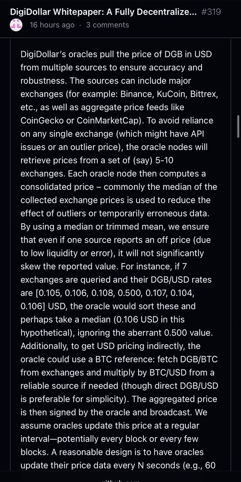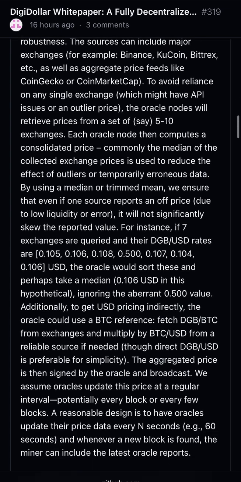Aggregation of USD/DGB price data. DigiDollar's oracles pull the price of DGB and USD from multiple sources to ensure accuracy and robustness. The sources can include major exchanges, for example, Binance, KuCoin, Bittrex, etc., as well as aggregate price feeds, like CoinGecko or CoinMarketCap. To avoid reliance on any single exchange, which might have API issues, or an outlier price, the Oracle nodes will retrieve prices from a set of, say, 5 to 10 exchanges.